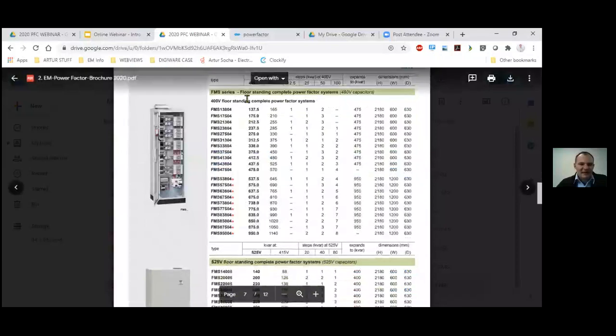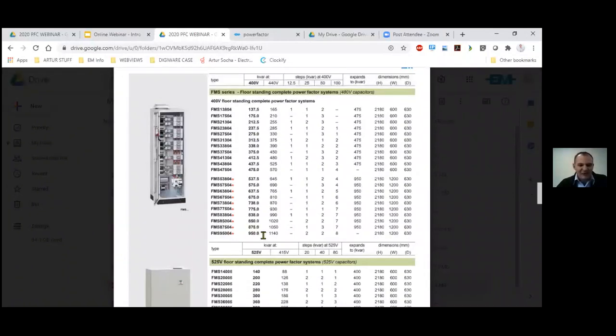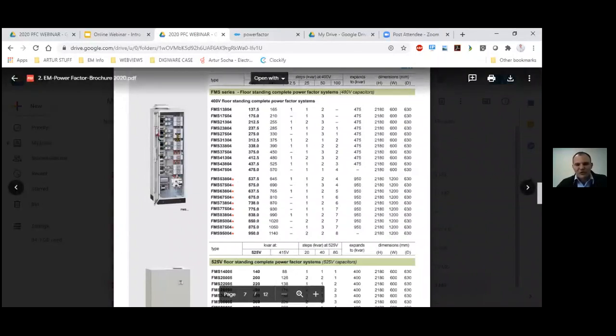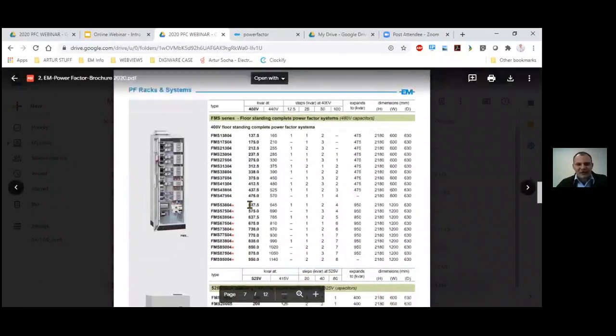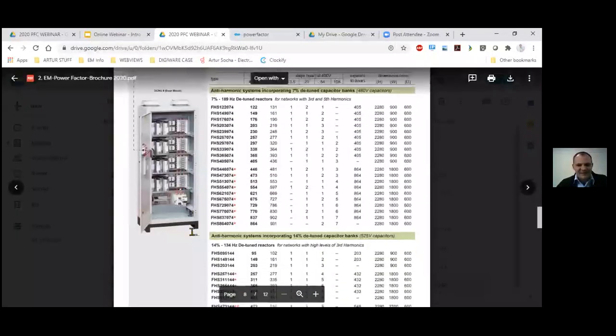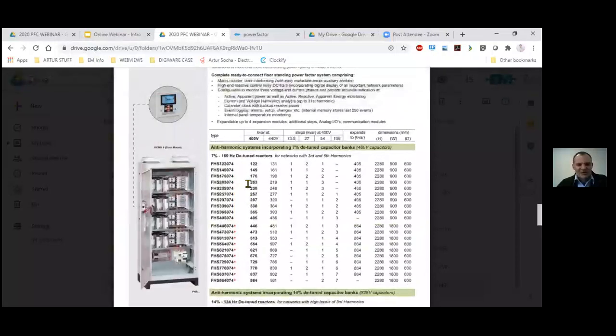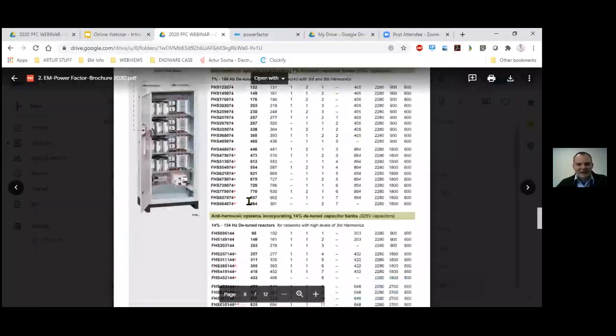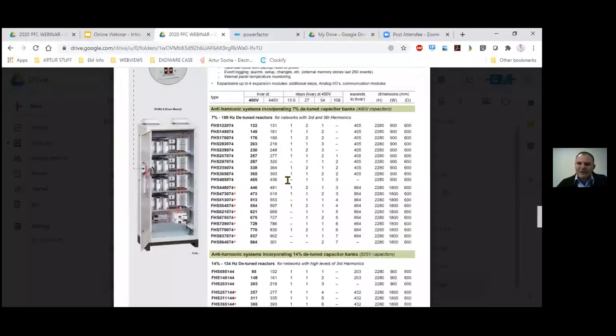Here is a list of floor standing non-reactor systems that we build. We indicate up to 950 in a double panel. We can obviously build bigger than this. That is when we start moving to a master slave configuration within our panels. That's our standard 400 volt, 525, and then our harmonic based systems, 7% and 14%. Again, this limitation can be broken quite easily. We can do a custom assembly where there's more than 2 panels, 3, 4, depending on what your requirements are.